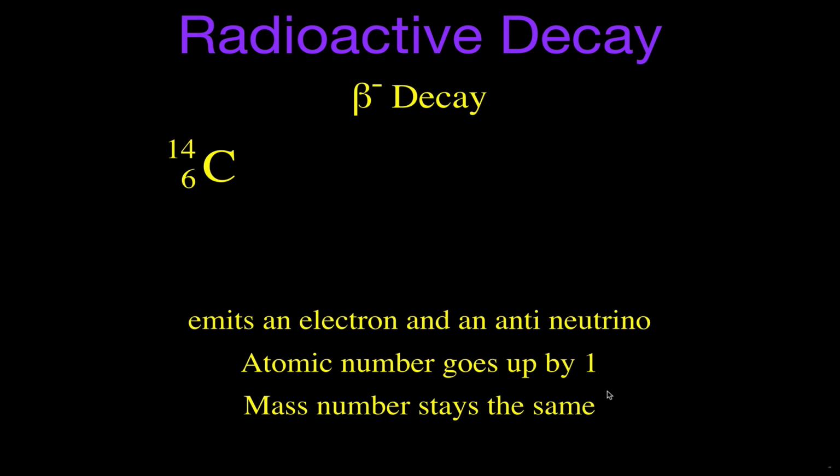So we have carbon-14. We draw a little arrow again. Now I like to just write down the electron and the electron anti-neutrino. That's the symbol for the electron, e with a minus. This is the neutrino. It's an electron neutrino, and it's an anti-neutrino, so this is an electron anti-neutrino.